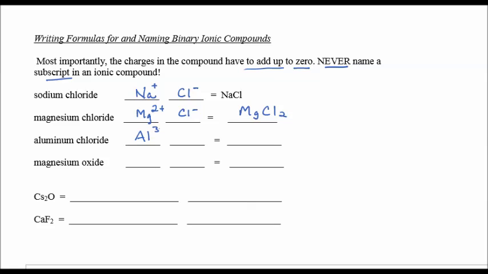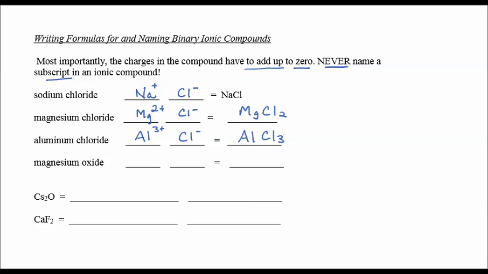So what about aluminum chloride? Aluminum in a compound has a charge of +3. Chlorine has a charge of -1. So the formula for aluminum chloride is AlCl3. And notice, we don't call it aluminum trichloride or magnesium dichloride. We never name a subscript when we have an ionic compound.